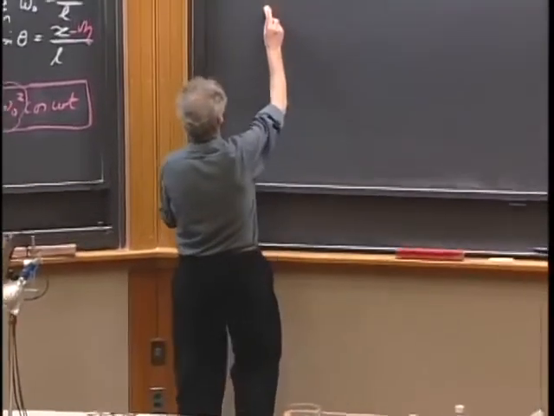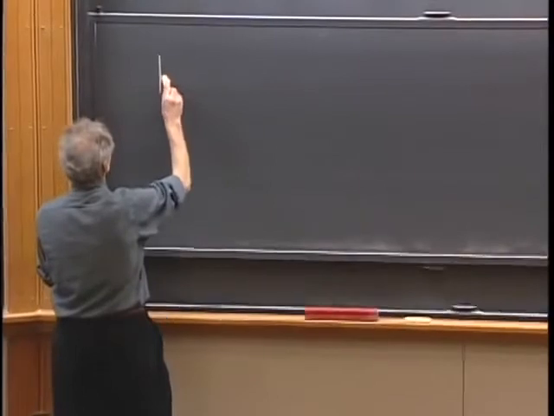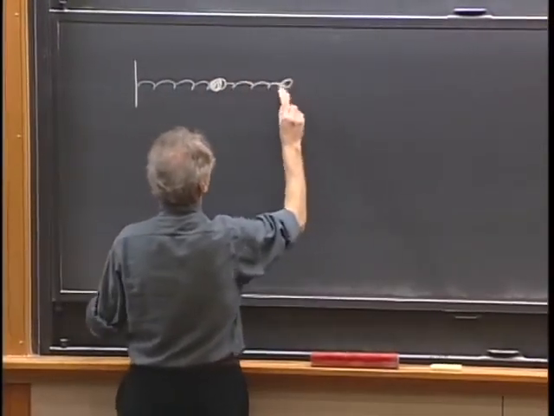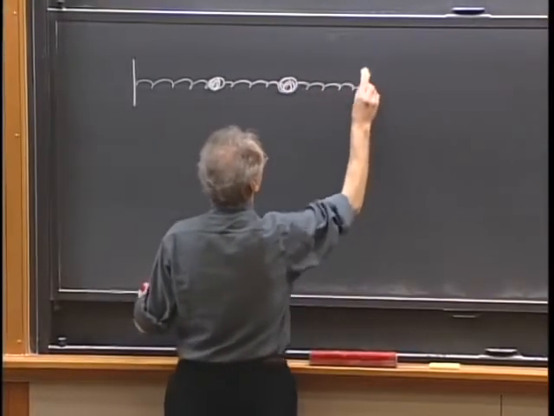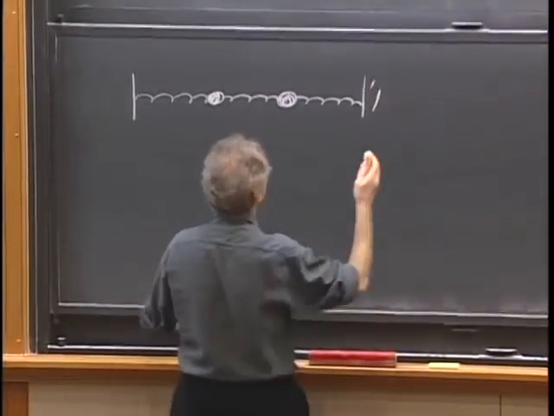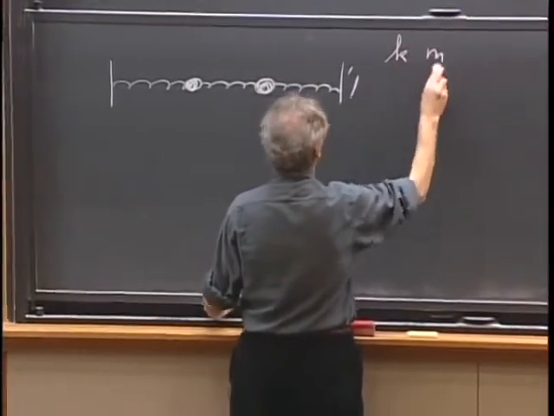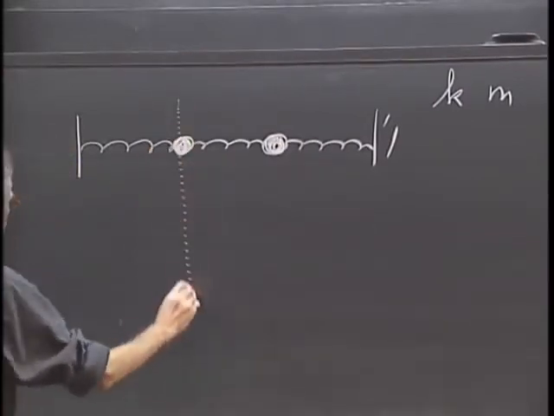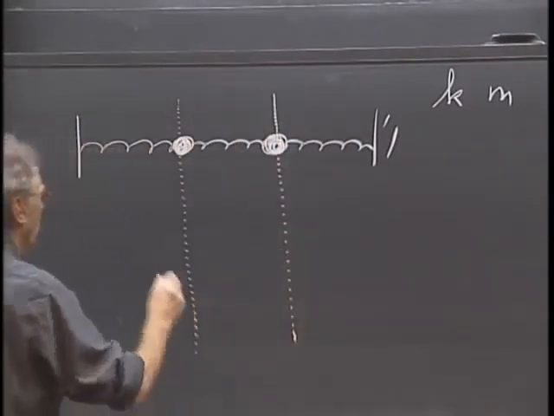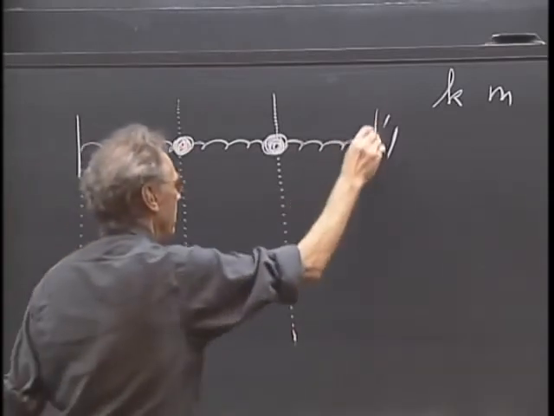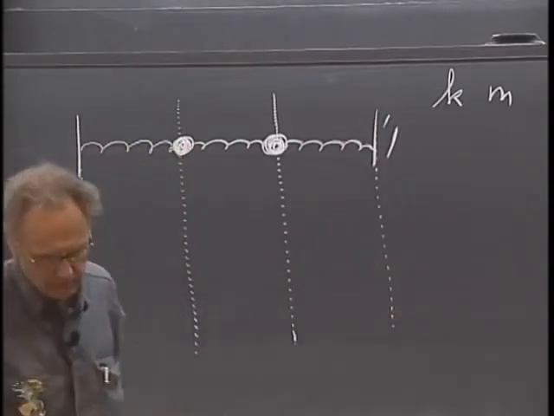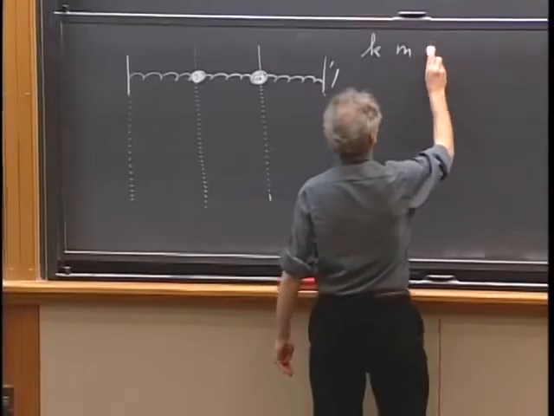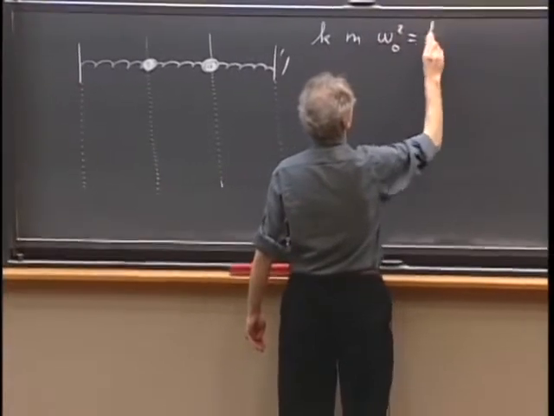So what I have chosen to do with you is a spring system with 2 objects, 2 masses. The springs have negligible mass, the spring constants are k, and the masses of the objects are m. So this is the equilibrium position of these 2 objects, and the ends of the string are fixed. I will introduce a shorthand notation that omega 0 squared equals k over m.